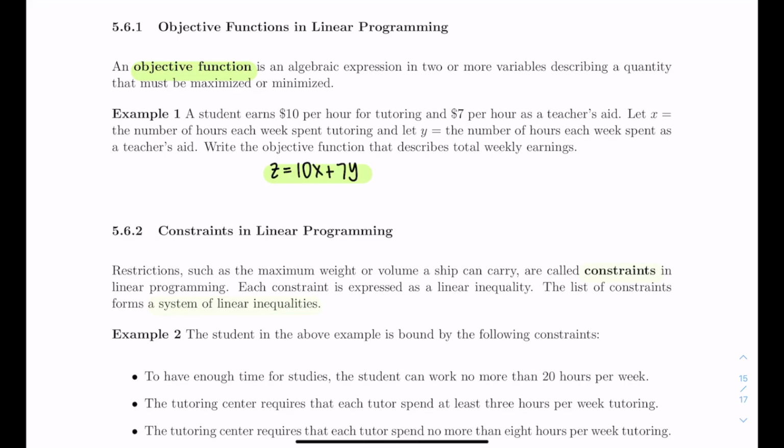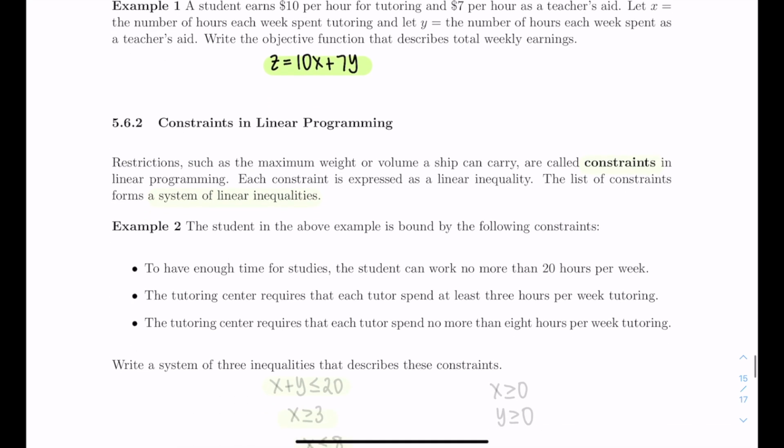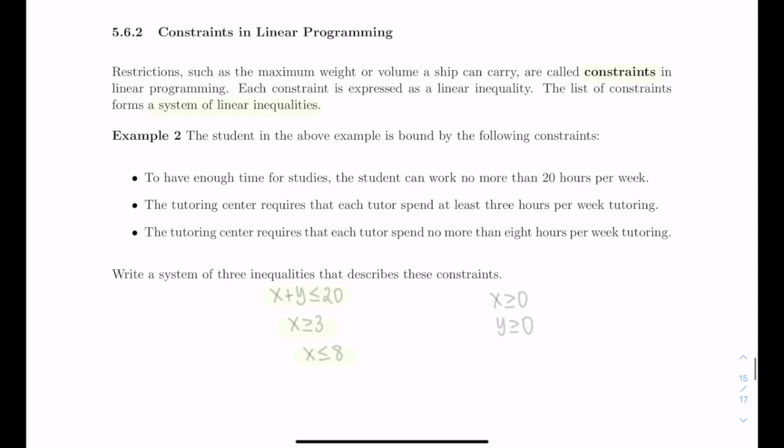Now, constraints in linear programming. Restrictions such as the maximum weight or volume a ship can carry are called constraints in linear programming. Each constraint is expressed as a linear inequality, which means it's going to have a greater than or less than sign, something of that nature. The list of constraints forms a system of linear inequalities.